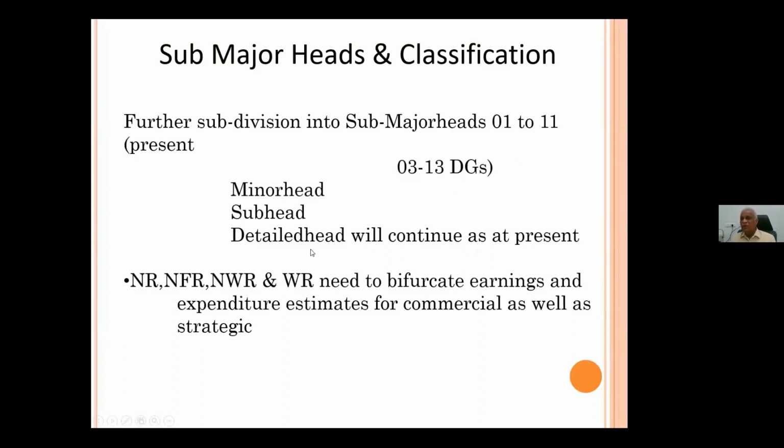Now you may be getting a doubt. I was telling that 4 railways have strategic lines. What are the 4 railways? Sometimes they may ask you. Northern Railway, North Frontier Railway, Northwestern Railway, and Western Railway. These are the 4 railways which have those 6 strategic lines. So they have to bifurcate the earnings and expenditure into commercial as well as strategic. So those major heads they have to follow.